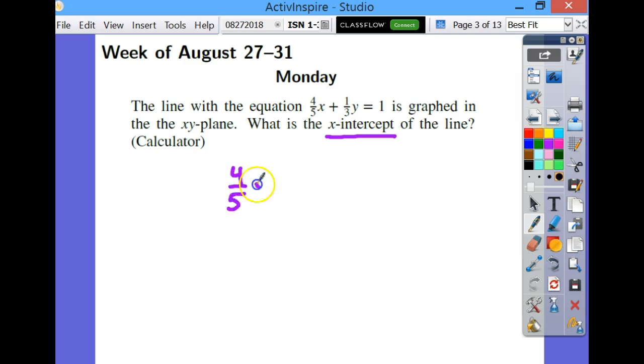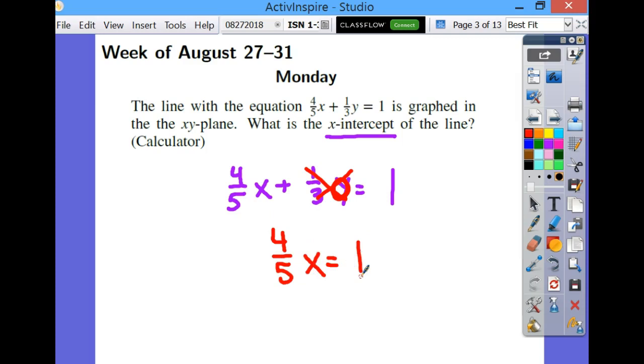Okay, so we're going to write down the equation on your paper. And if it's the x-intercept, it's on the x-axis. On the x-axis, the y values are 0. The way you find the x-intercept is you let y be equal to 0. So what is 1/3 times 0? 0. This part zeroes out, and this is what you solve.